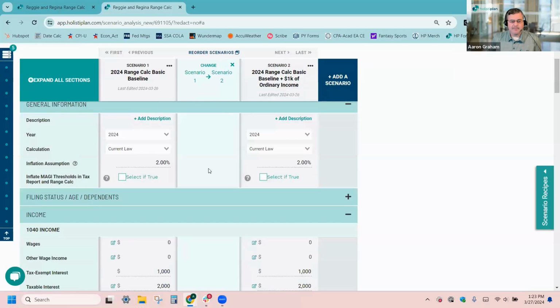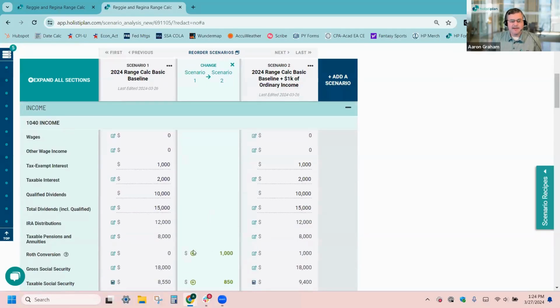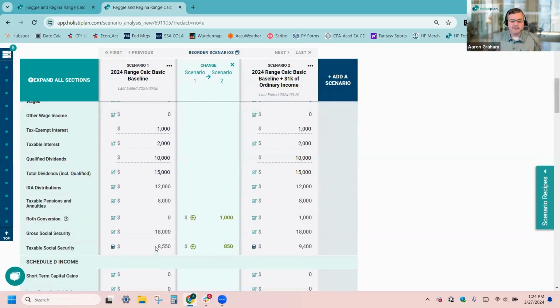This comparison column pops through, and we'll show you the difference in income. So we've added $1,000 of raw conversion income. That's ordinary income. But you can see the effect this has on taxable Social Security. It's still $18,000 gross, but we've added $850 of taxable Social Security. So if you're not aware of this, Range Calc is really great at helping you find these tax torpedoes like Social Security and like the red one we just looked at. But essentially what you're doing by adding $1,000 of raw conversion income, you're also adding $850 of taxable Social Security.